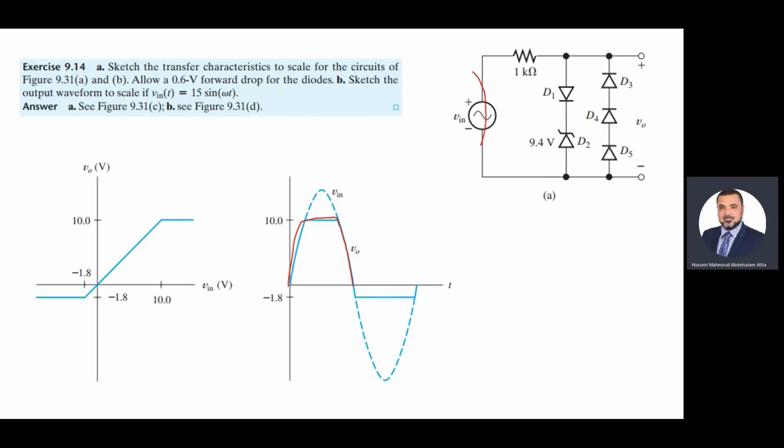What about when the input is negative? So the polarity is like this. Can we have the current here? Never. Because of this diode, D1 will never allow the current. Can we have that current in the other diode? Yes. So what is the new circuit?